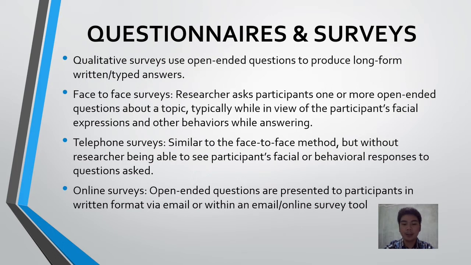Second, telephone surveys. Telephone surveys are similar to the face-to-face method, but without the researcher being able to see the participants' facial or behavioral responses to the questions asked. This means the researcher may miss the cues that would help them ask further questions to clarify or extend participant responses to their questions, and instead relies on vocal cues.